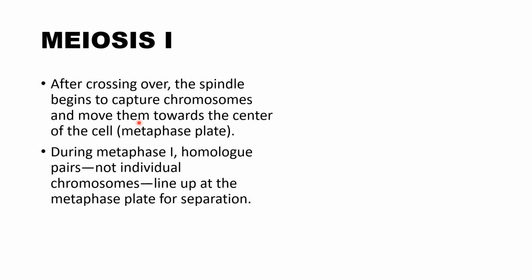So during metaphase 1, homolog pairs, not individual chromosomes, line up at the metaphase plate for separation. So yun yung pagkakaiba nila doon sa mitosis part. Kasi doon sa mitosis part, individual chromosome yung nagla-line up doon sa metaphase plate. Pero dito sa meiosis 1, particularly sa metaphase 1 ng meiosis, pair sila, yung homolog pair na tinatawag natin, yun yung magla-line up doon sa metaphase plate.